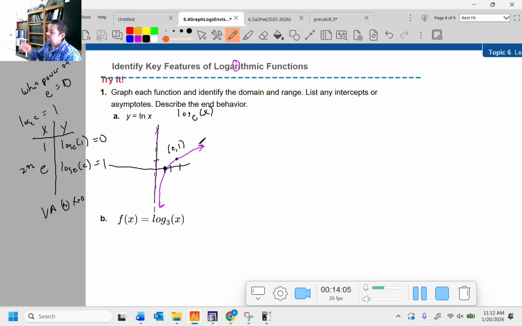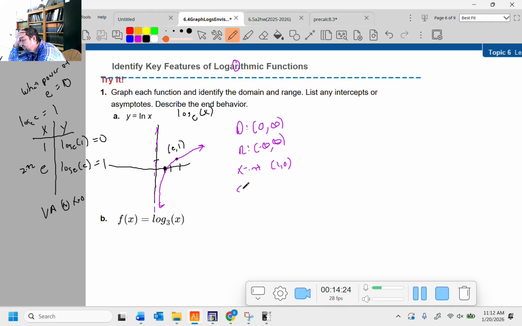Domain for this particular dude. Domain is 0 to infinity. I almost wrote it wrong. And the range is negative infinity to infinity. It talks about end behavior, and to list any intercepts. It does have an x-intercept. The x-intercept's at 1, 0. Asymptotes.